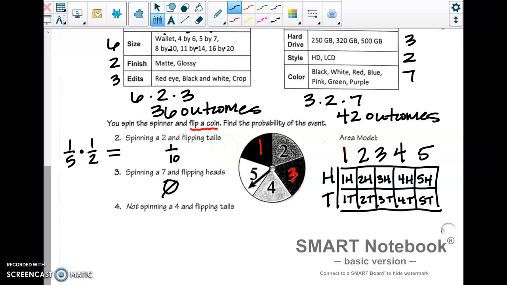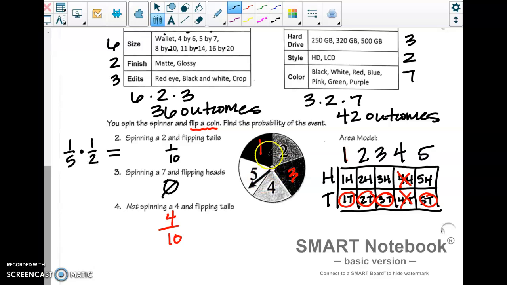Number 4, not spinning a 4 and flipping tails. So not a 4, so not those, and flipping tails. So this would be a possibility, this would be a possibility, this would be a possibility, this would be a possibility. So not a 4 and tails has 1, 2, 3, 4 out of the 10 options.